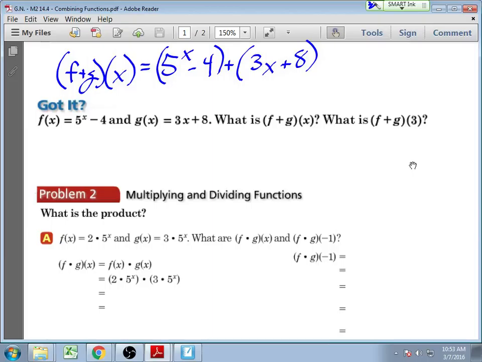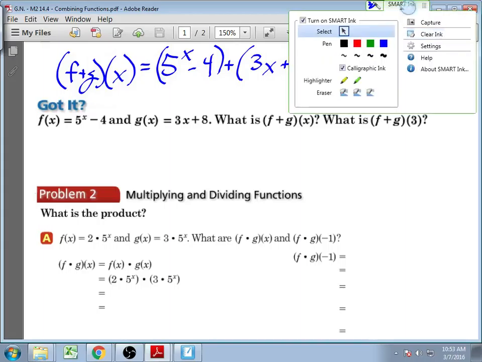I thought we were trying to find it. Kale, do you have what our sum is? What do you got? Not the final evaluation, just the sum of the functions. So we're just looking right now for what is our f plus g of x. 5 to the x plus 3x plus 4. That is correct.